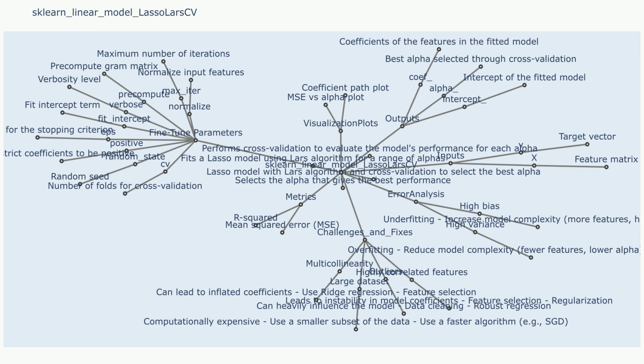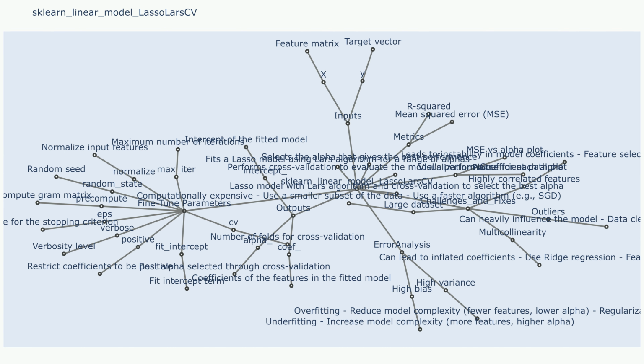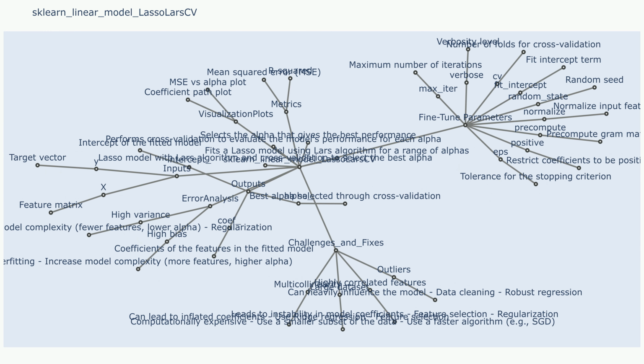sklearn, linear model, LassoLarsCV. Description: LassoLarsCV implements lasso model with least angle regression (Lars) and cross-validation to find the optimal alpha. It explores a range of alpha values using cross-validation, selecting the alpha that minimizes a chosen metric, typically the mean squared error (MSE).